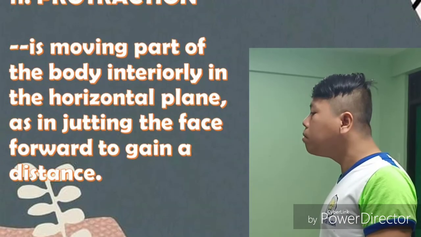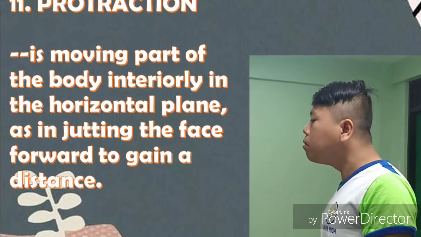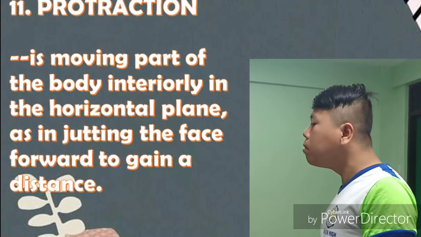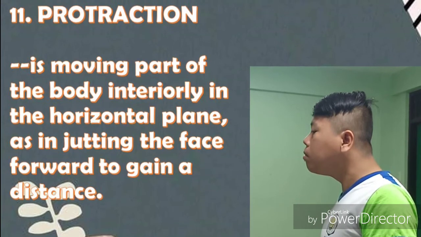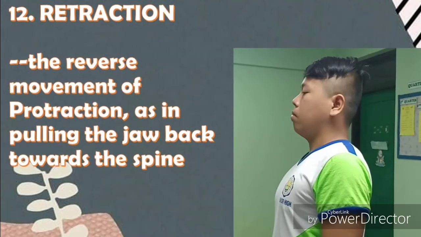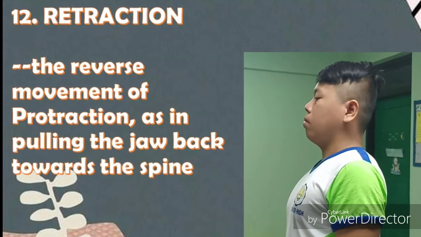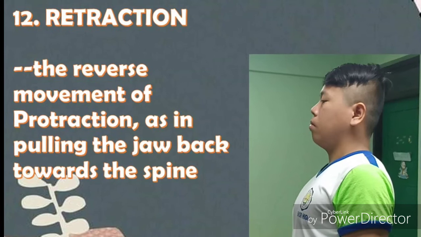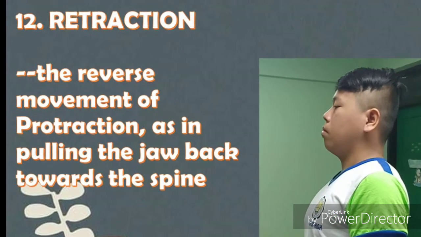The 11th movement is protraction. It is moving part of the body anteriorly in the horizontal plane, as in jutting the face forward to gain a distance. The 12th movement is retraction. This is the reverse movement of protraction, as in pulling the jaw back towards the spine.